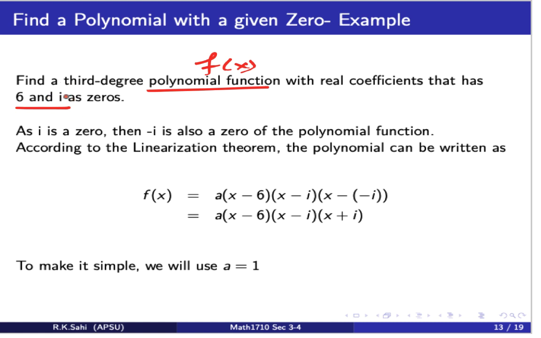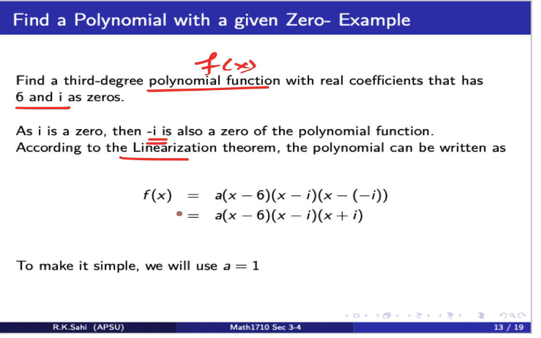Now, as i is a 0, and i is a complex number, then by default, which we just learned, minus i is also a solution. And we also talked about the linearization theorem. It says if we have a polynomial function, then according to the linearization theorem, the polynomial can be written in this form. f(x) is a times (x minus the first 0), (x minus the second 0, that is i), and by default minus i is also a 0, so (x minus of minus i). So f(x) is a times (x minus 6), (x minus i), (x plus i).